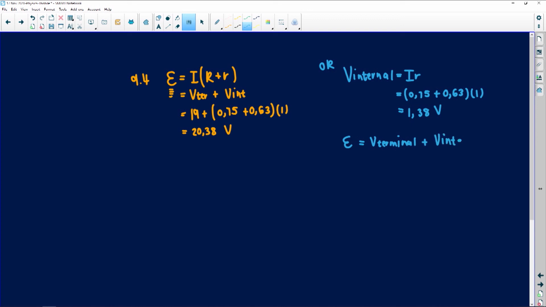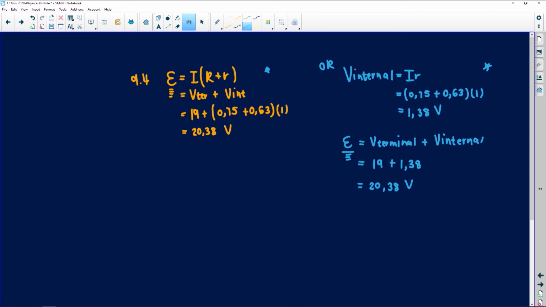Remember, you find this on your formula sheet. The terminal was 19 for the top and the bottom part of the resistors in parallel, plus I just calculated the internal, which is 1.38. This we can do in our head. 19 plus 1 will give me 20, and I'm left with 38. The SI unit will give me a capital V. As you can see, this method is a little bit longer than the other one, but it really depends on what you know and what you understand. But both answers are the same.